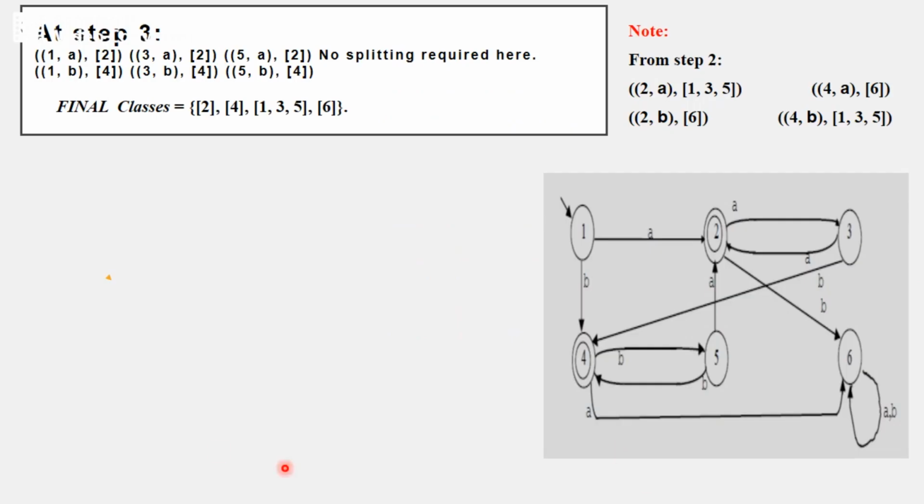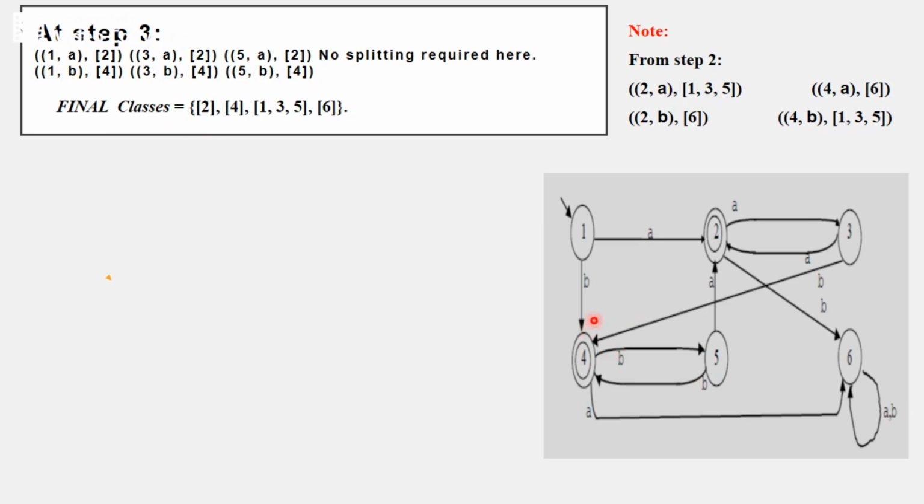Let's try step 3. From the previous step we got 4 classes: {2}, {4}, {1, 3, 5} and {6}. So 2, 4, 6 we need not check. Let's check for 1, 3, 5. 1 on A goes to 2, so it goes to class 2. 3 on A goes to 2, so it goes to class 2. 5 on A goes to 2, so all go to the same class.